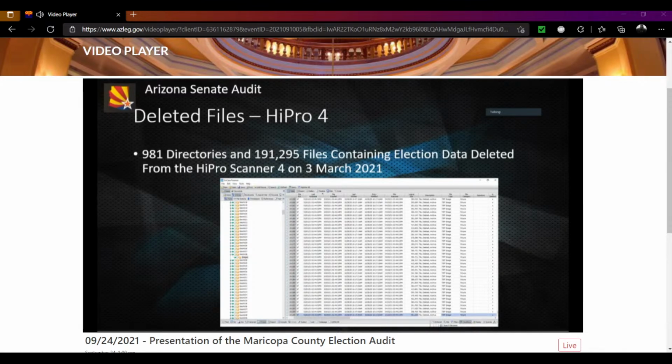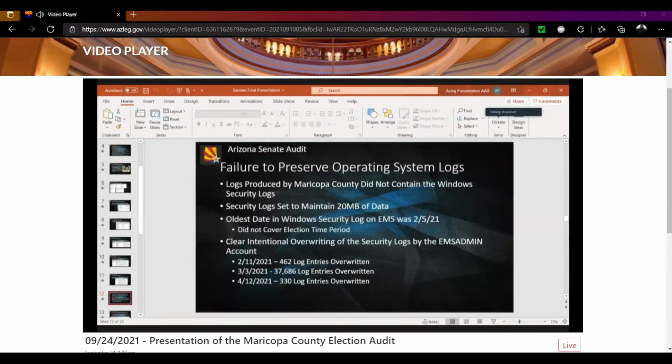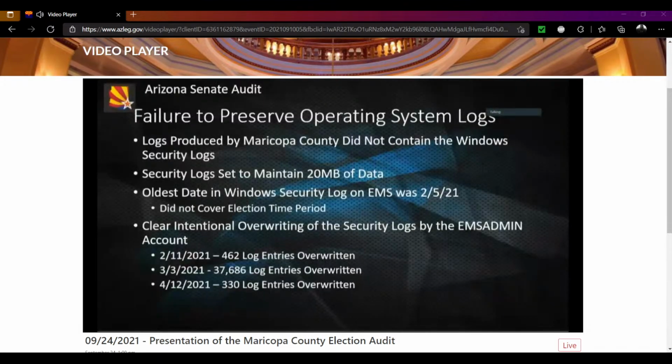Okay. Next slide. Let's talk about the failure to preserve the operating system logs. As I explained earlier, the earliest time frame that was covered by the EMS logs, security logs, was 5 February 2021. That clearly does not cover the election time period. Now, there's a very good reason why it didn't. And if you go down to that last bullet there, you'll see there were 3 distinct time periods in which log entries were overwritten.